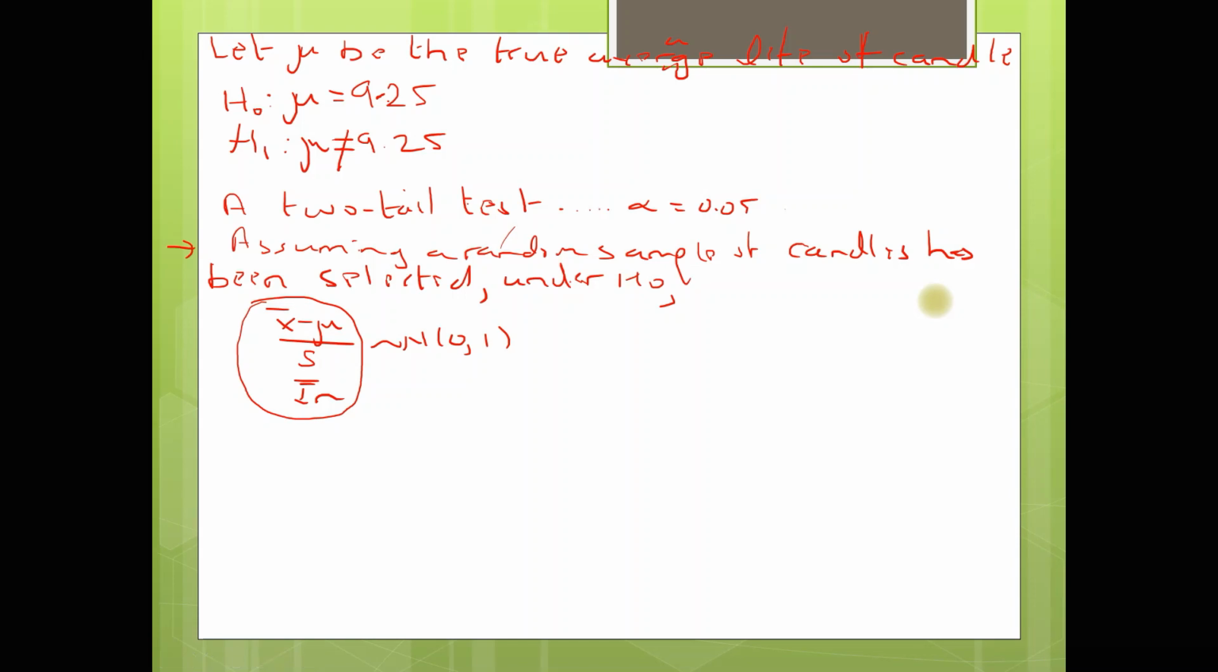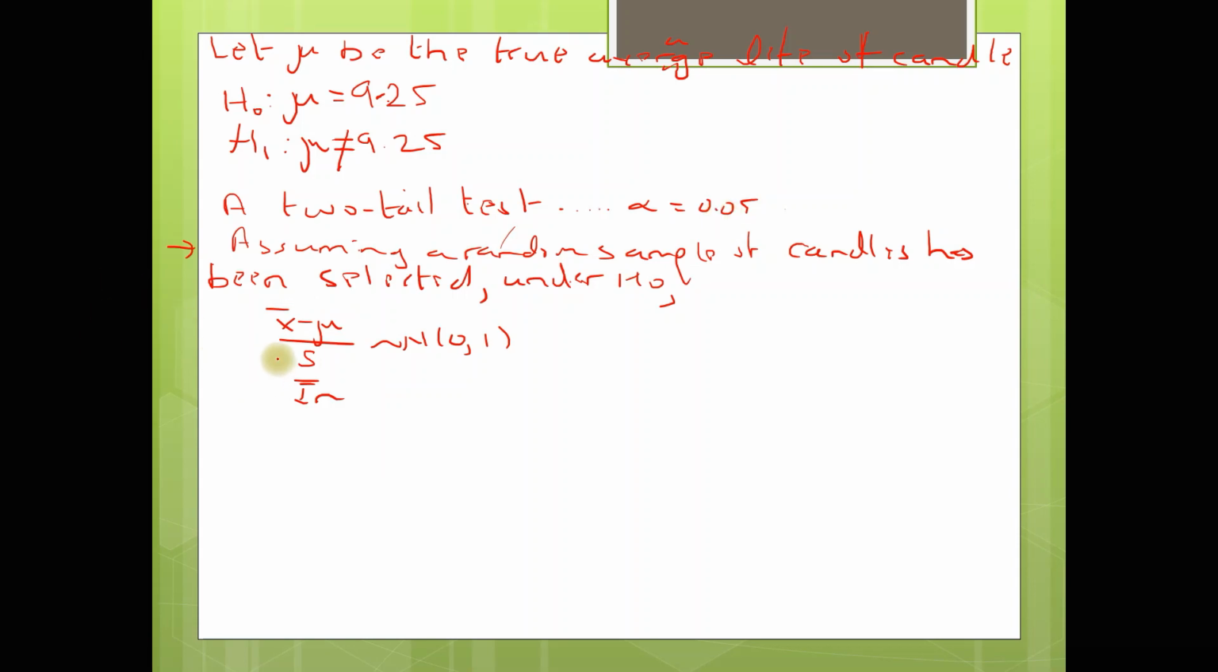And this z value is going to be used to compare with your critical value that was shown in the diagram here. So this is the critical value here, and this is the critical value here. It's a concept that you already are aware of from the confidence interval.